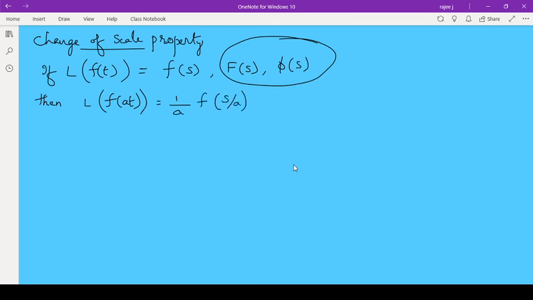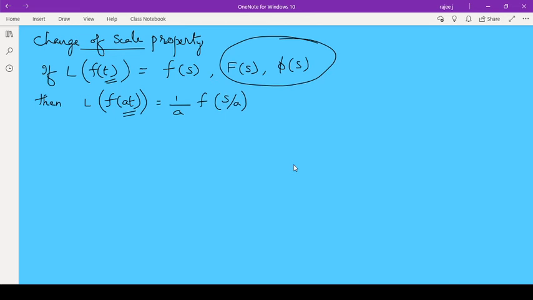This is change of scale property. It means that here t is replaced by at. When t is multiplied with a on the left side, what changes in the right side? All f of s will change to a function of s upon a. All s will be replaced by s by a on the right side, and it will be multiplied by 1 by a. This is called change of scale property.